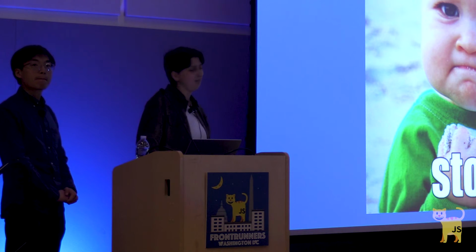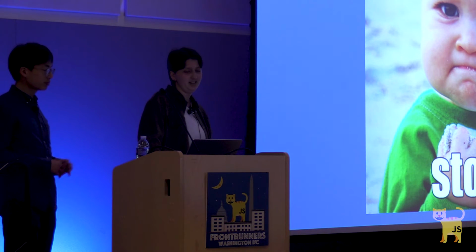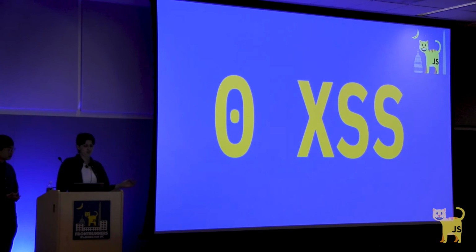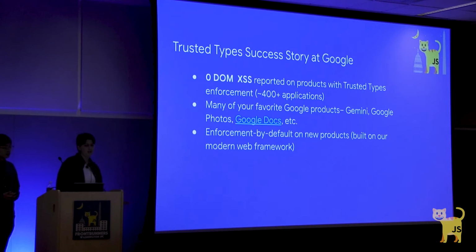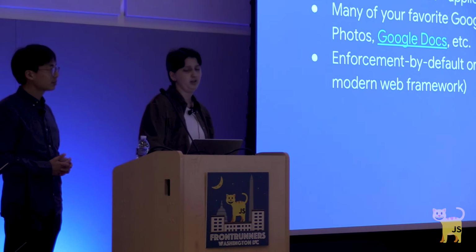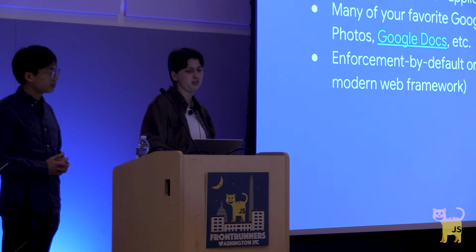And our success with using trusted types to protect against DOM XSS can be explained by one statistic, and that is 0 XSS. This is 0 XSS in hundreds of applications with billions of users developed by hundreds of engineers at Google, and 0 XSS in all the applications that we enforce trusted types for. So many of your favorite Google products enforce trusted types. This includes Gemini, Google Photos, Calendar, Docs, and soon Gmail. We've also invested in enforcement by default, so new products built on modern web frameworks will have trusted types enforcement automatically, so kind of embodying the shift-left approach that Aaron just described.